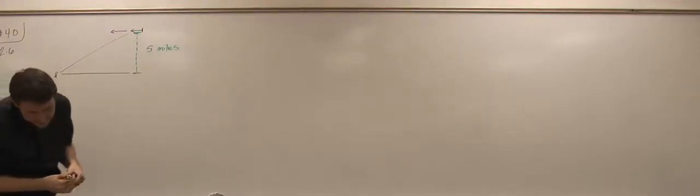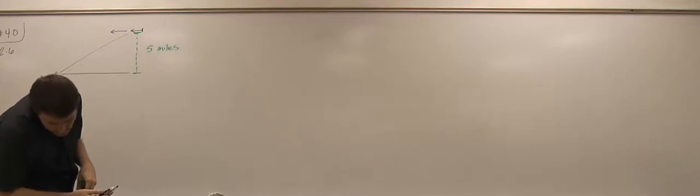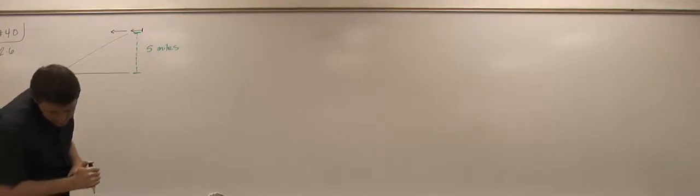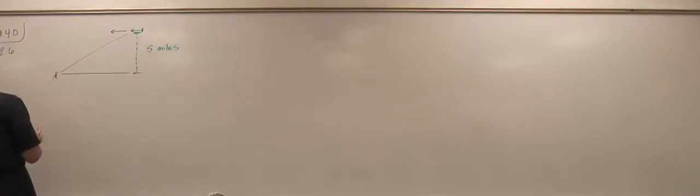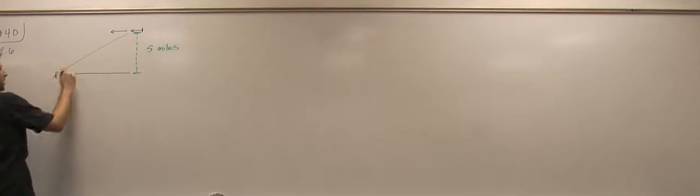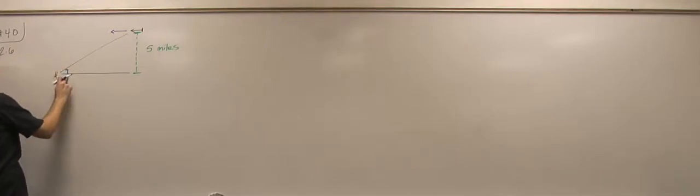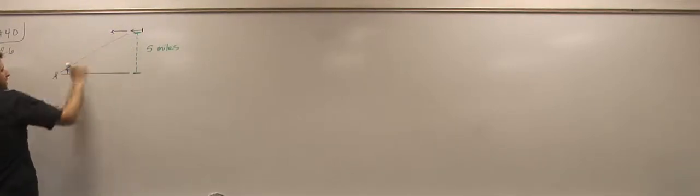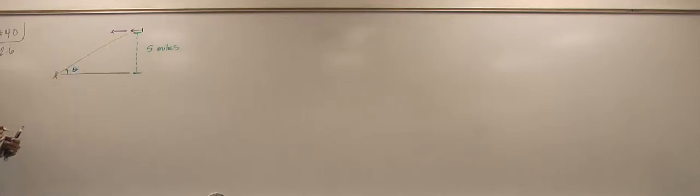And then, what else do I know? The speed of the plane is 600 miles per hour. Find the rate at which the angle of elevation is changing. So the angle of elevation is this angle here from a horizontal to this line of sight. So that's labeled in the diagram as well.